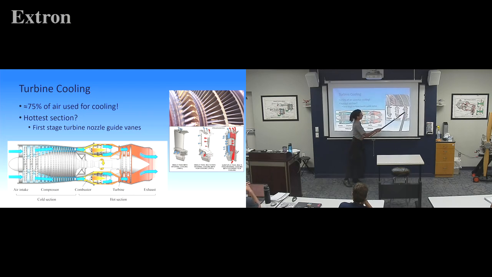What do you think these thingamajigs would be? Turbine blades? The roots. Fir tree. Oh yeah. Actually, very good. Yeah, that is a fir tree attachment. So we can use that to cool our turbine blades and also our stator vanes. So our first stage turbine nozzle guide vanes can be cooled that way.